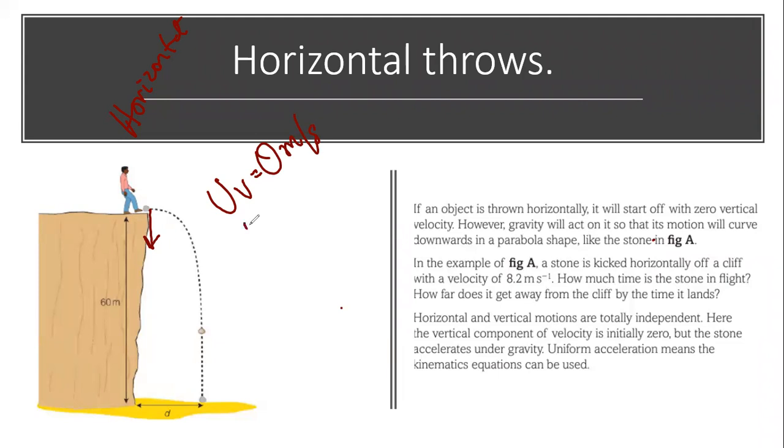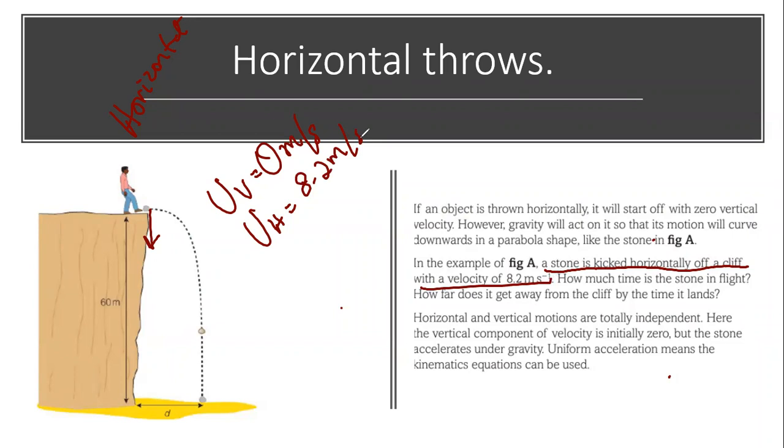While the horizontal component is what is going to be either given in the question or what they will ask you to find out. So for example, over here they say a stone is kicked horizontally off a cliff with a velocity of 8.2 meters per second. So this 8.2 is the horizontal component, because the vertical component is automatically zero. That's the first rule of this.